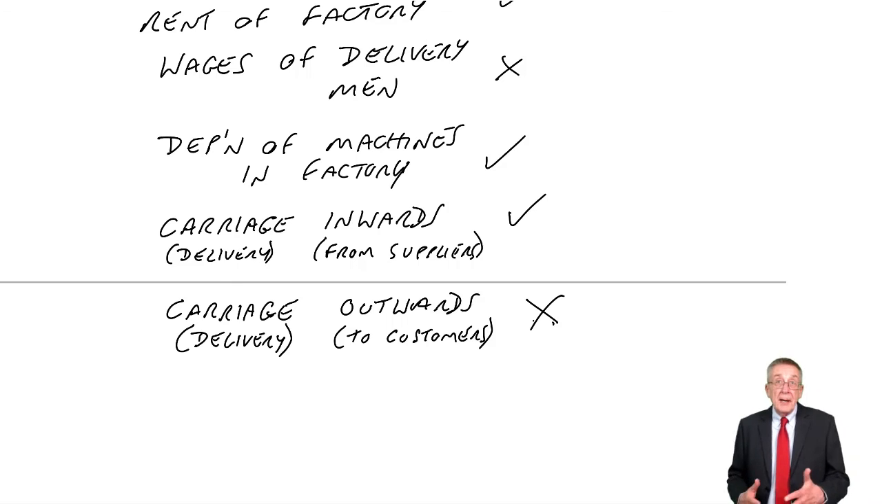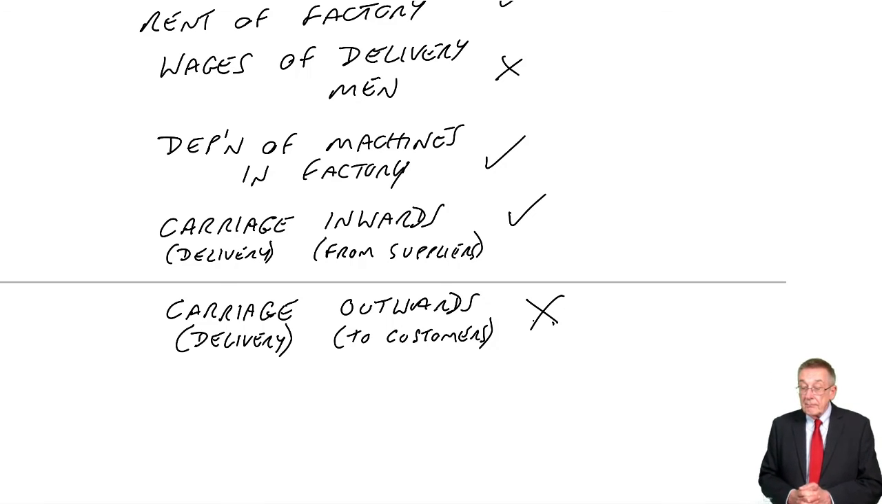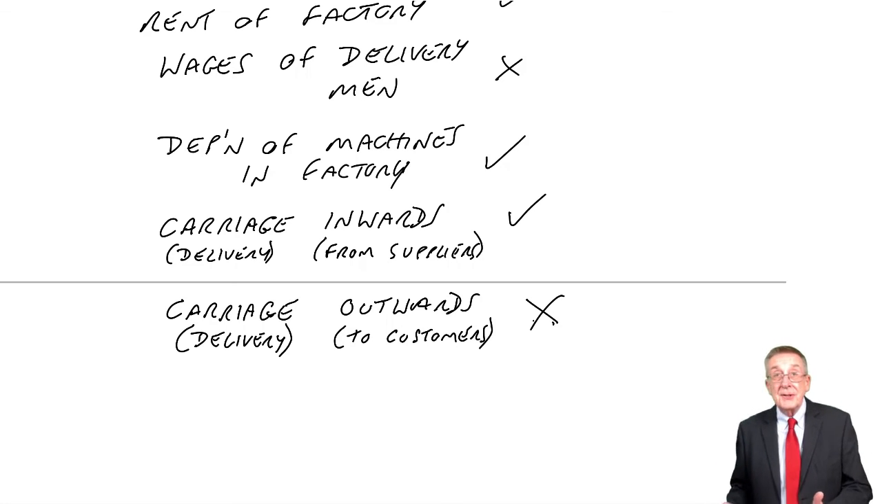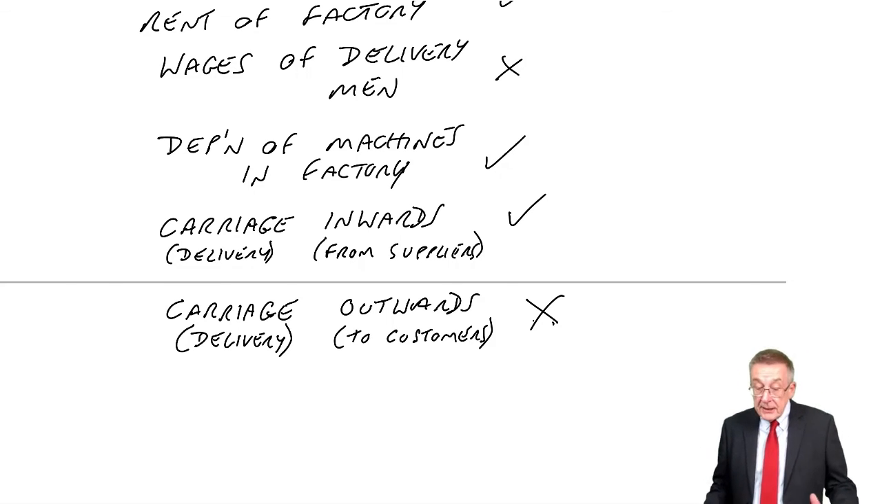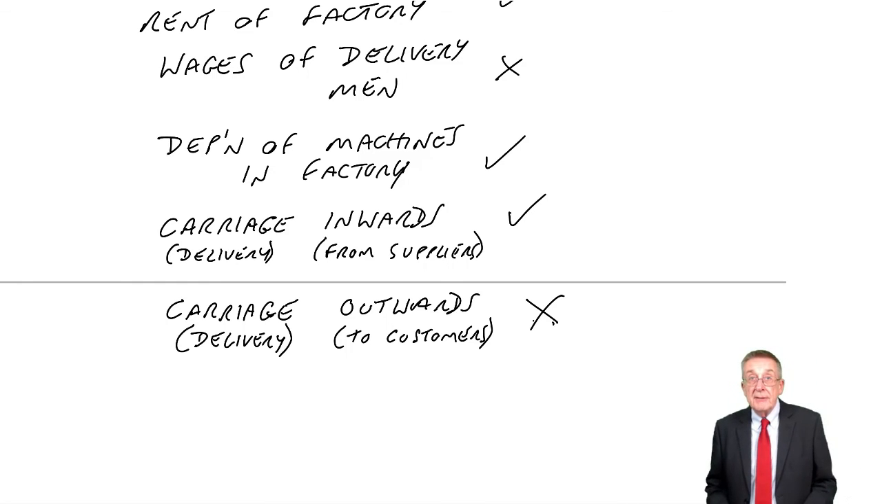So like I say, we're not worried about arithmetic there, but you could get asked, given a series of expenses like that, to say which would be included or which wouldn't be included. Okay, so that's the end of inventory. That's the end of the four adjustments I referred to earlier.